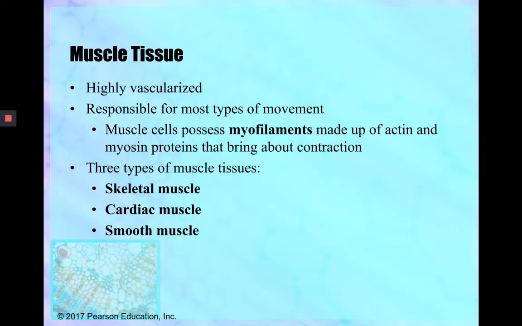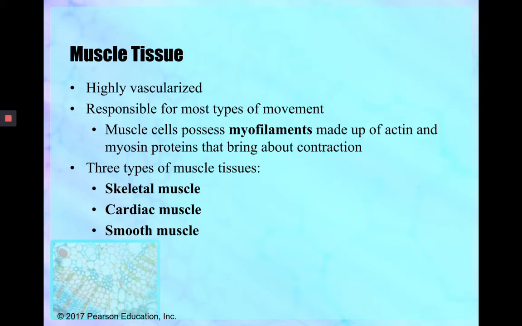Next, we're going to look at muscle tissue. Now, muscle tissue is highly vascularized. It's also innervated, so there are nerves and blood vessels in muscle tissue. And it's responsible for most types of movements because muscle tissue contains myofilaments. The myofilaments are actin and myosin. These are small protein filaments found within muscle cells that when you bring them closer together or slide them past each other, cause contraction.